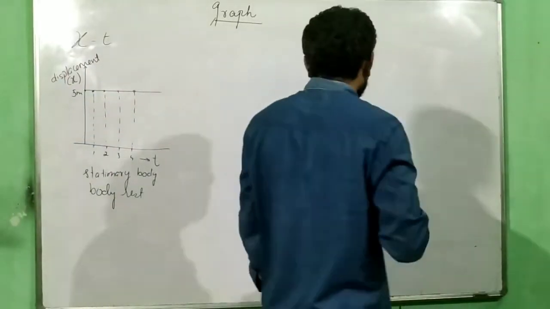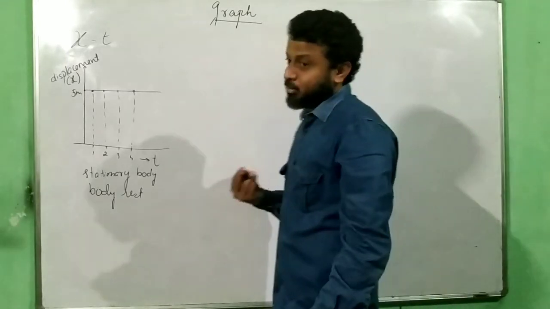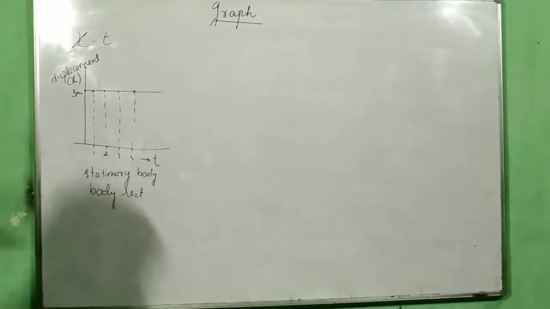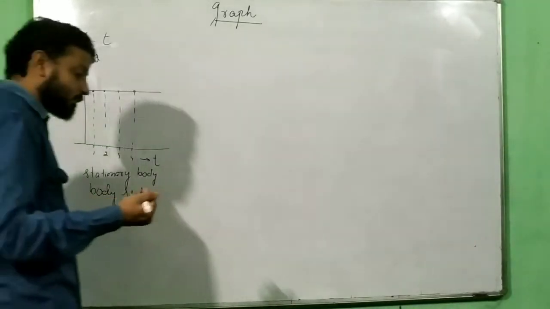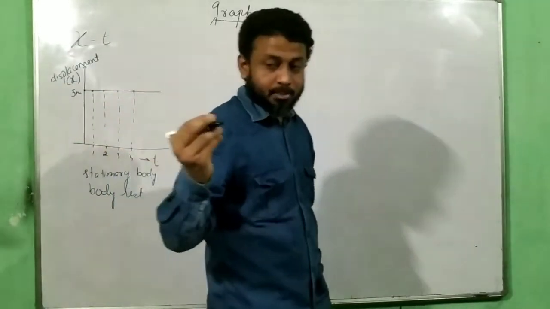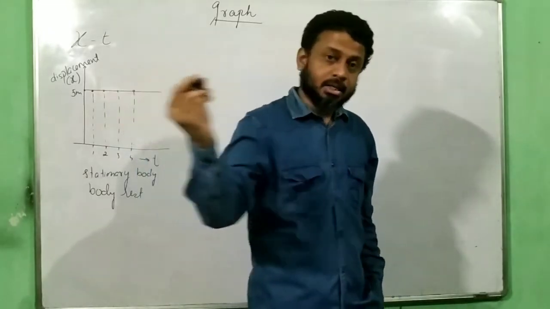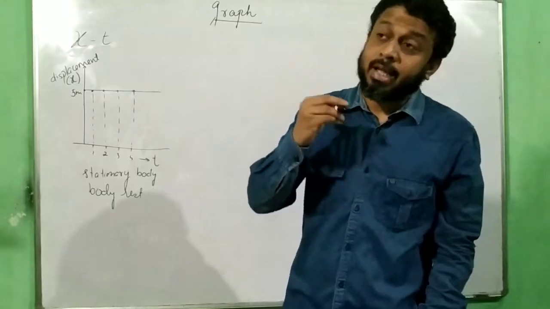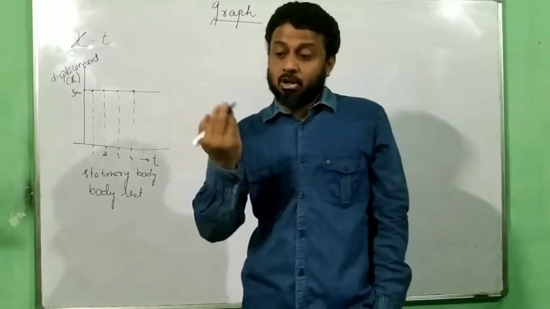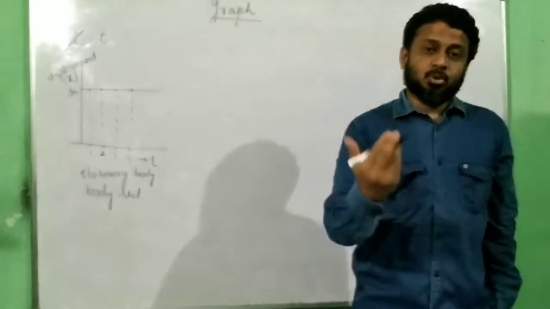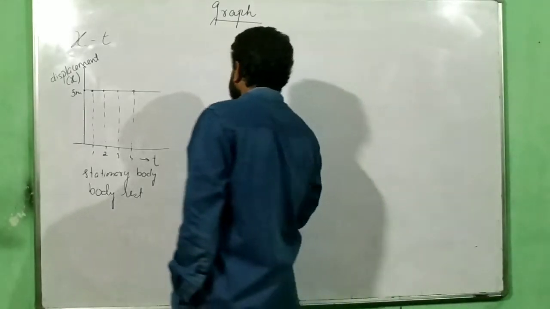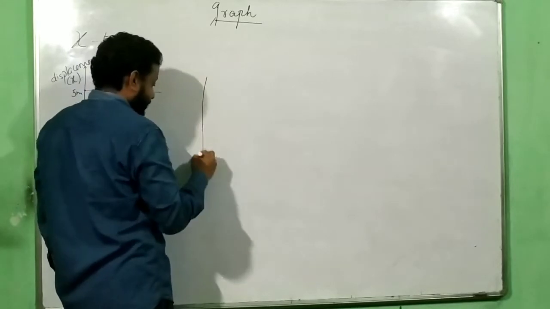Now let us say the body starts moving. If the body starts moving, there are two ways the body can move. A body can move with uniform velocity, let us say 2 meters per second, and throughout the entire journey it remains 2 meters per second. Or the body may move with accelerated motion, that means its velocity keeps on increasing, from 2 it becomes 3, 3 it becomes 4, and so on. So we will first see the uniform motion.